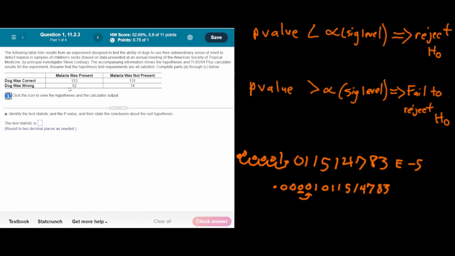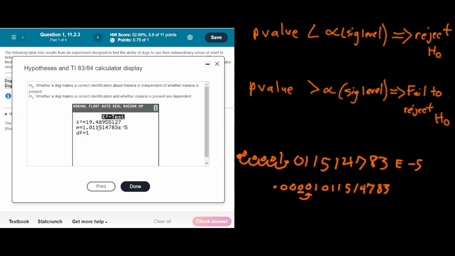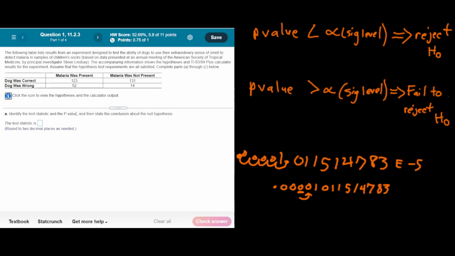So, they're talking about the ability of dogs of using their extraordinary sense of smell to detect malaria in samples of children's socks. It says we have accompanying information that shows the TI 83 and 84, which is what we're going to be doing a lot. So, let's go right to it. Okay, so here's what the TI 84 is going to show. We're going to be finding those as well. And let's just go ahead and put the answers in.